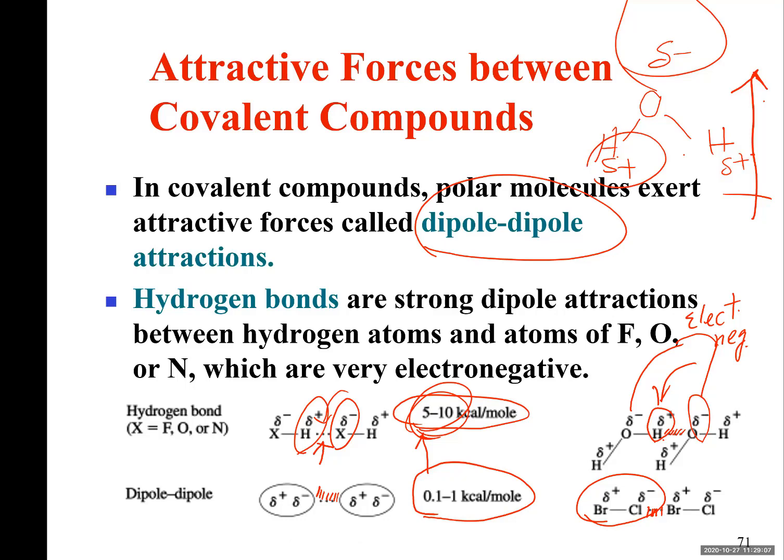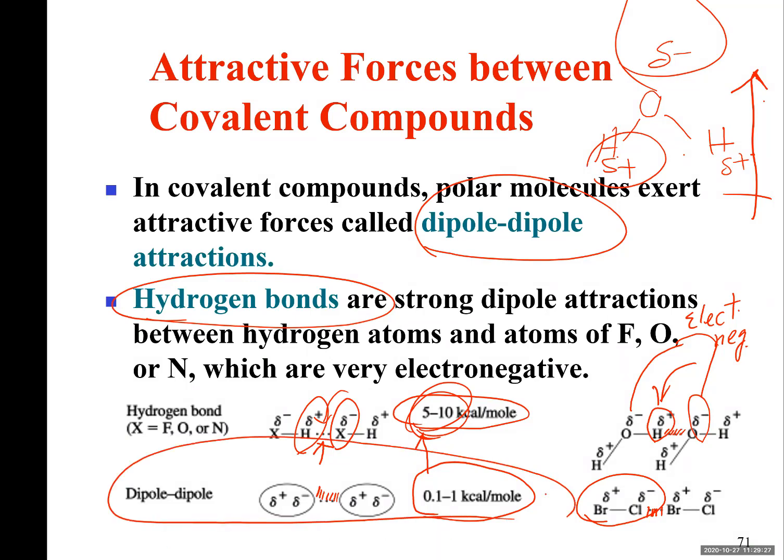So when hydrogen is involved, interaction is a stronger form of dipole-dipole form. So I call this hydrogen bonding. If there is no hydrogen involved in dipole-dipole interaction, we call them simple dipole-dipole. So hydrogen bonding is a specific case of dipole-dipole, which is very strong. But both of them are happening in covalent bonded molecules.